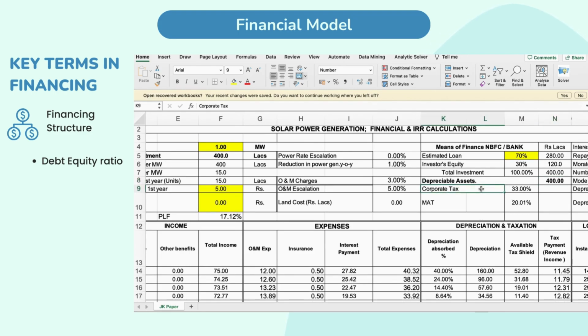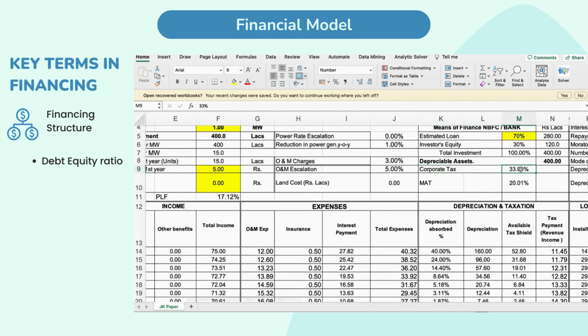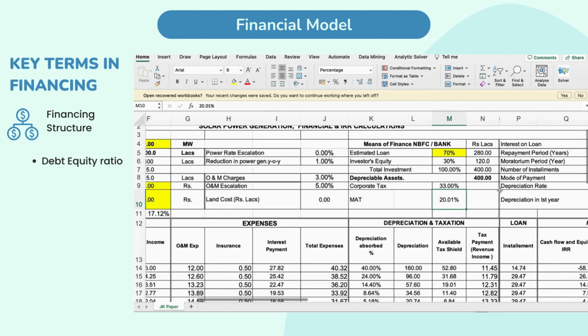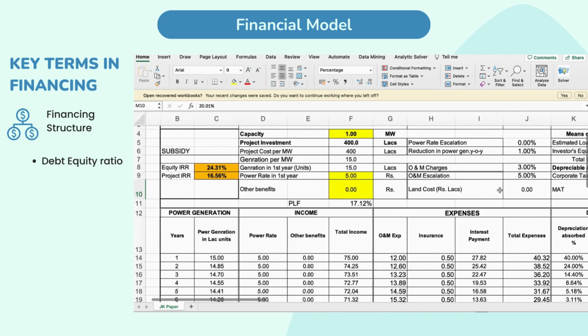So what you have is the corporate tax. Any corporate in India pays about 33% tax, and solar projects have some taxation advantages in the initial 10 years, but you have to pay MAT. This is known as minimum alternative tax. MAT is about 20.01. Even if you do not have a tax liability, this much is the minimum tax you have to pay in your project. Now, let us discuss a few more parameters.